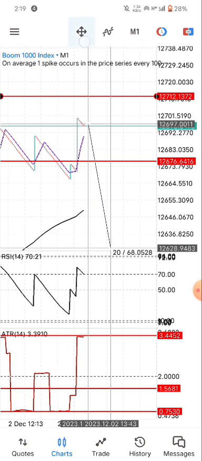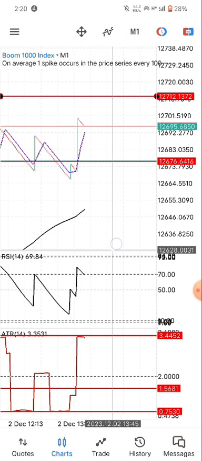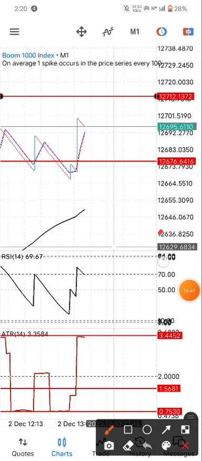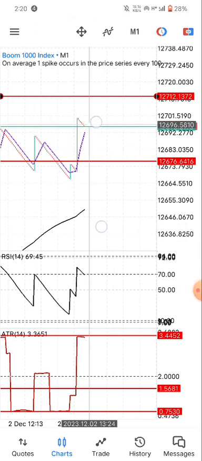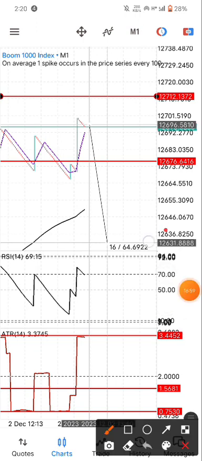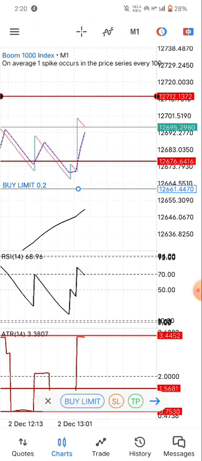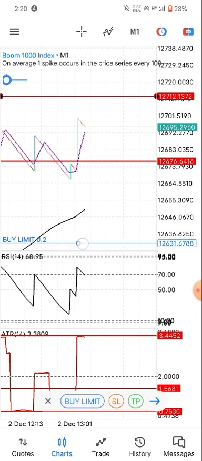I'm going to come here again, place my distance around this side. That's 64 point something. I would have calculated from here and known where the point is around here. Let me do it again for you. 64.67. You can see that 64 is around 12631. So I would have written it down in my notes, so that by the time I'm placing my buy limit, I will know what I'm doing. 12631. So that's where I'll place my buy limit.